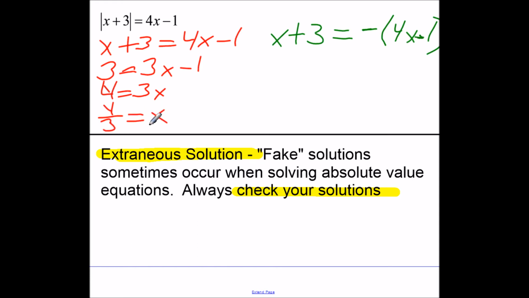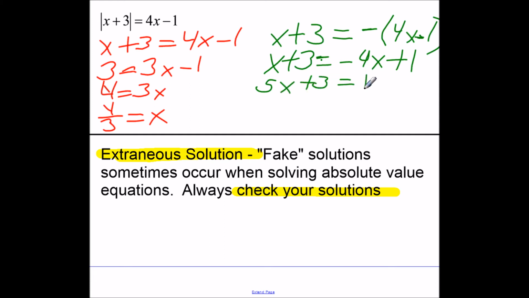Okay, here I'm going to distribute the negative. I'm going to add 4x to both sides. Subtract 3 from both sides. Divide by 5 on both sides. Okay. All right. So now what I want to do is check my work.